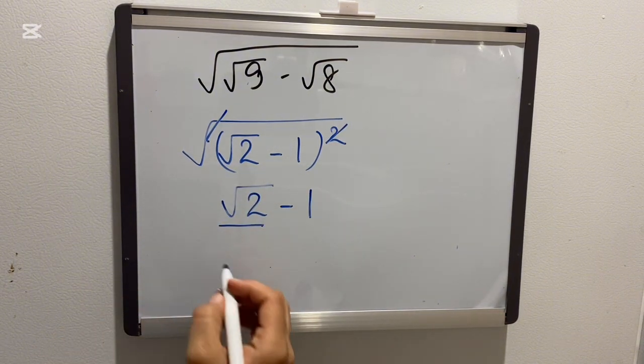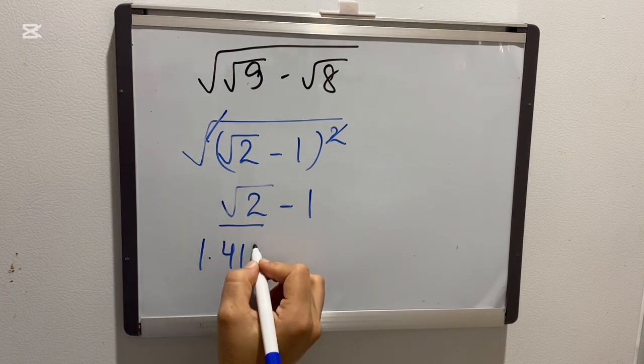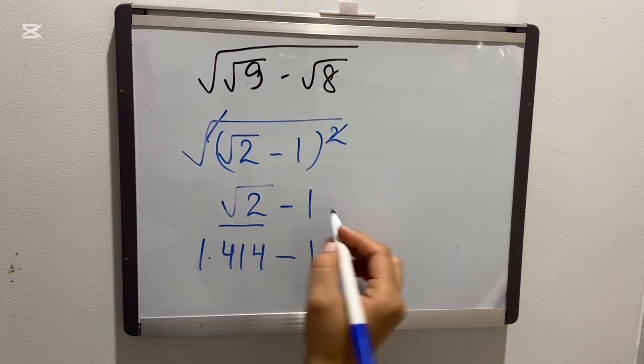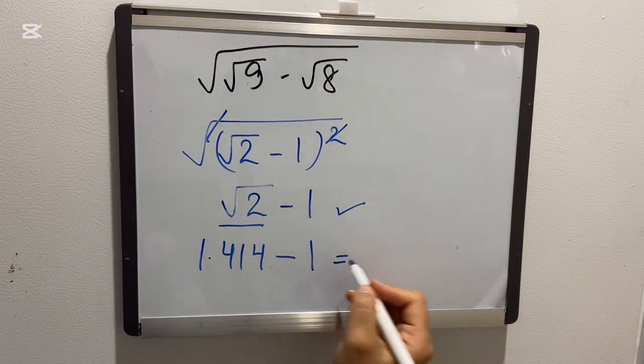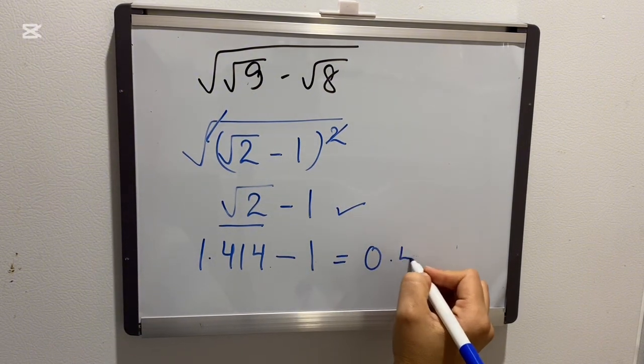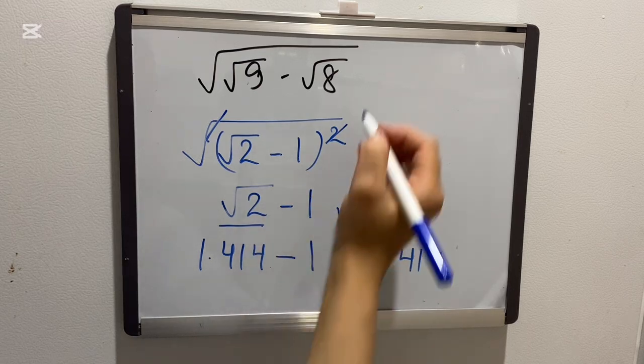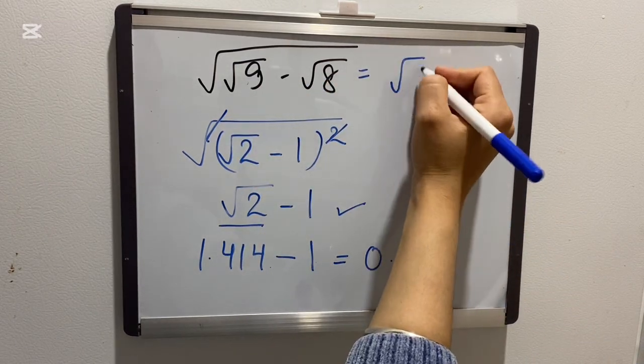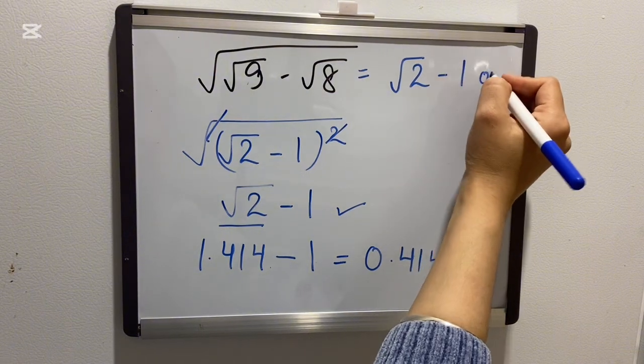Value of square root of 2 is 1.414, minus 1, or you can simply write this as your answer, or 0.414. So this can be simplified as square root of 2 minus 1 or 0.414.